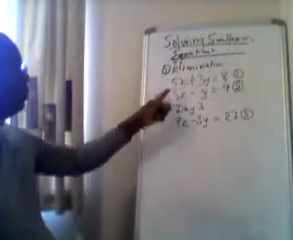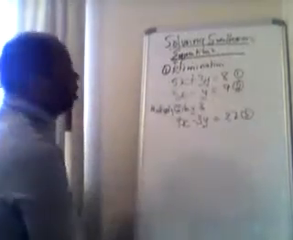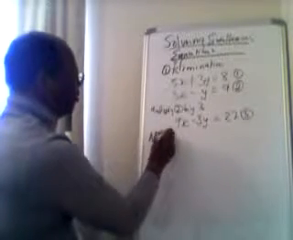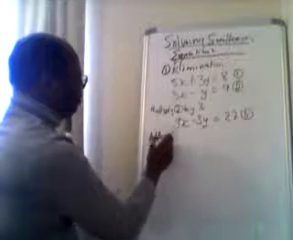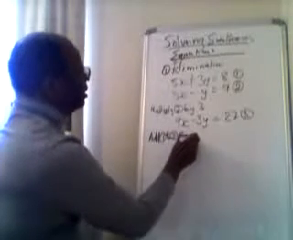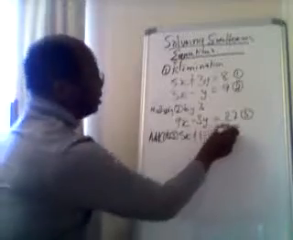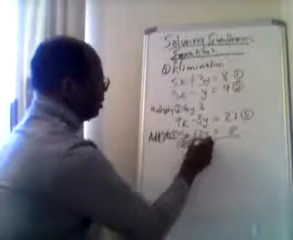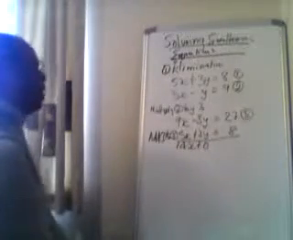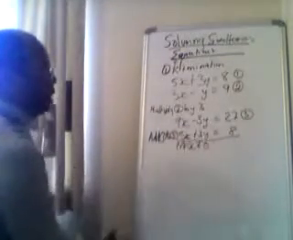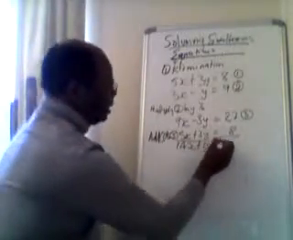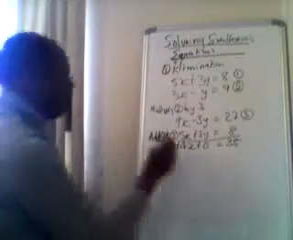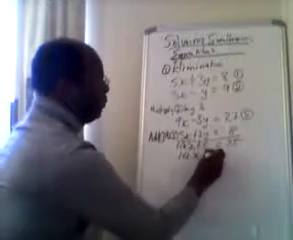And then I'm going to add equation 1 to equation 3. So add 1 to 3. So that will be 5x plus 3y equals 8. If I add these, I'm going to get 14x plus 0, because minus 3y plus 3y is going to give me 0. And 27 plus 8 is going to give me 35. Okay, so I have 14x equals 35.